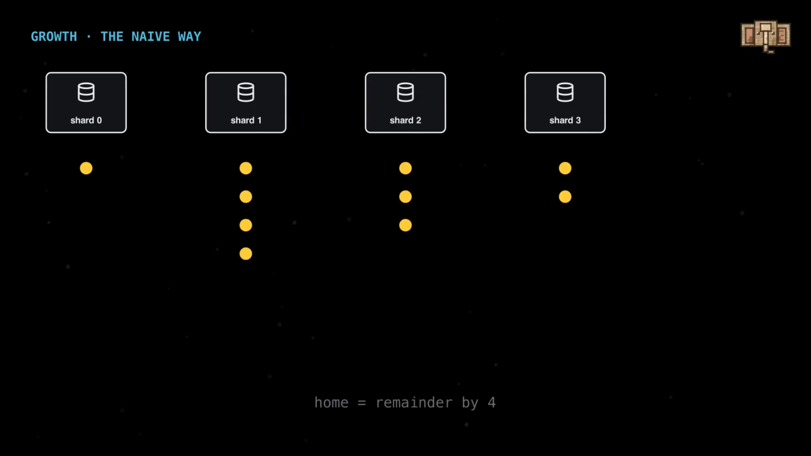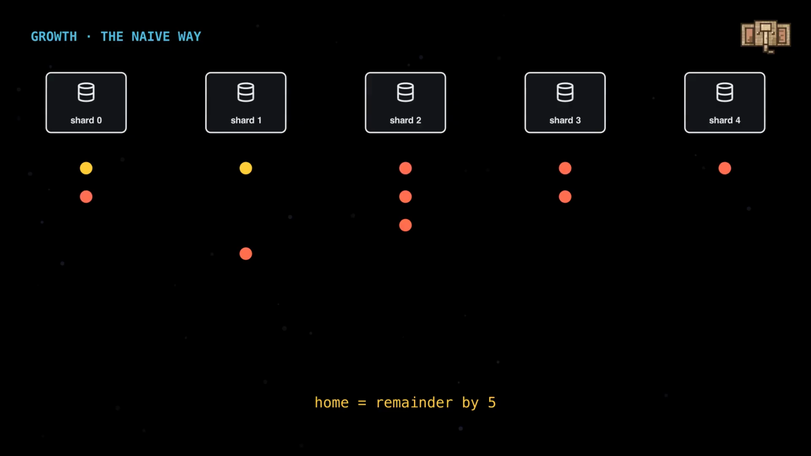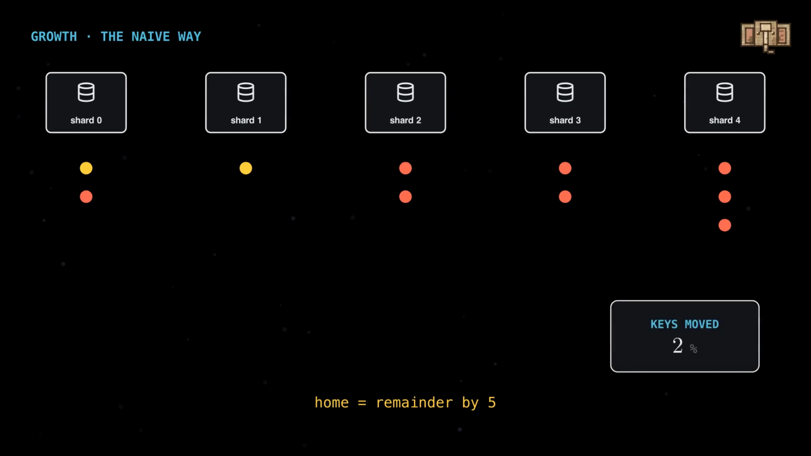Here are 10 keys, living happily on 4 shards, routed by the naive rule. Hash the key, then take the remainder by the shard count. Now a 5th shard arrives, and the remainder changes for almost every key in the system. Watch this. 8 of our 10 keys stand up and move to a different home. That is roughly 4 out of every 5 keys. 80% of your data migrating under live traffic. Only these 2 get to stay where they were.